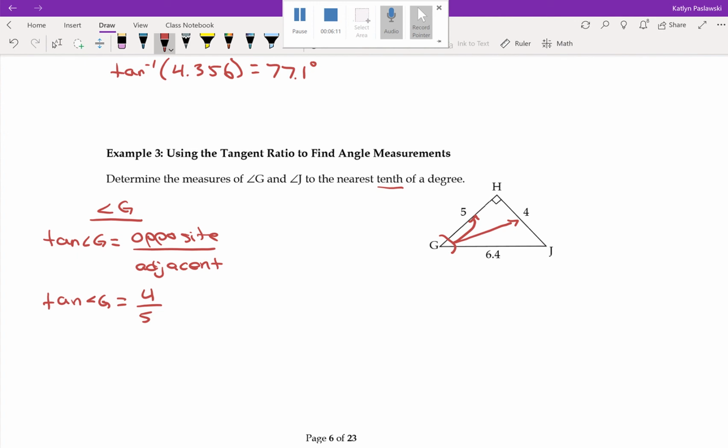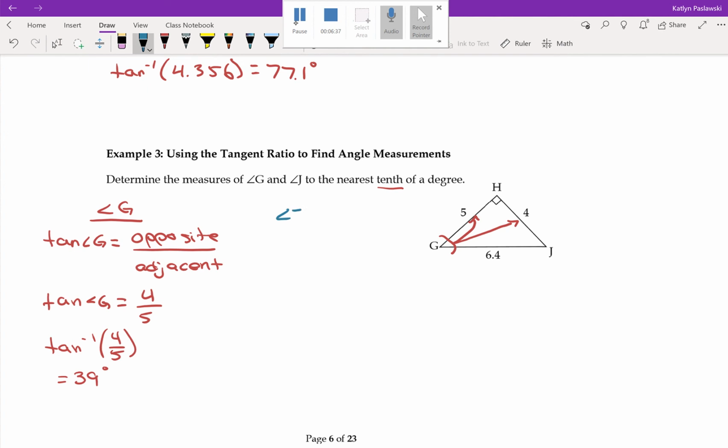Now I grab the calculator and I want to solve for the inverse tan of 4 over 5. So inverse tan, open bracket, 4 divided by 5, close bracket, equals 39 degrees.